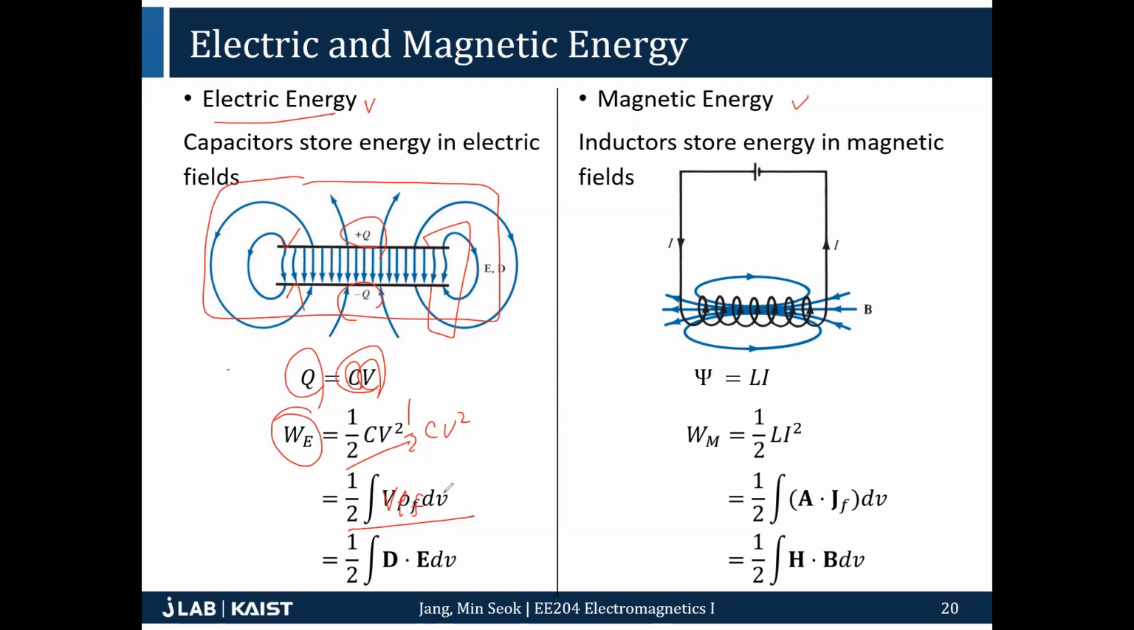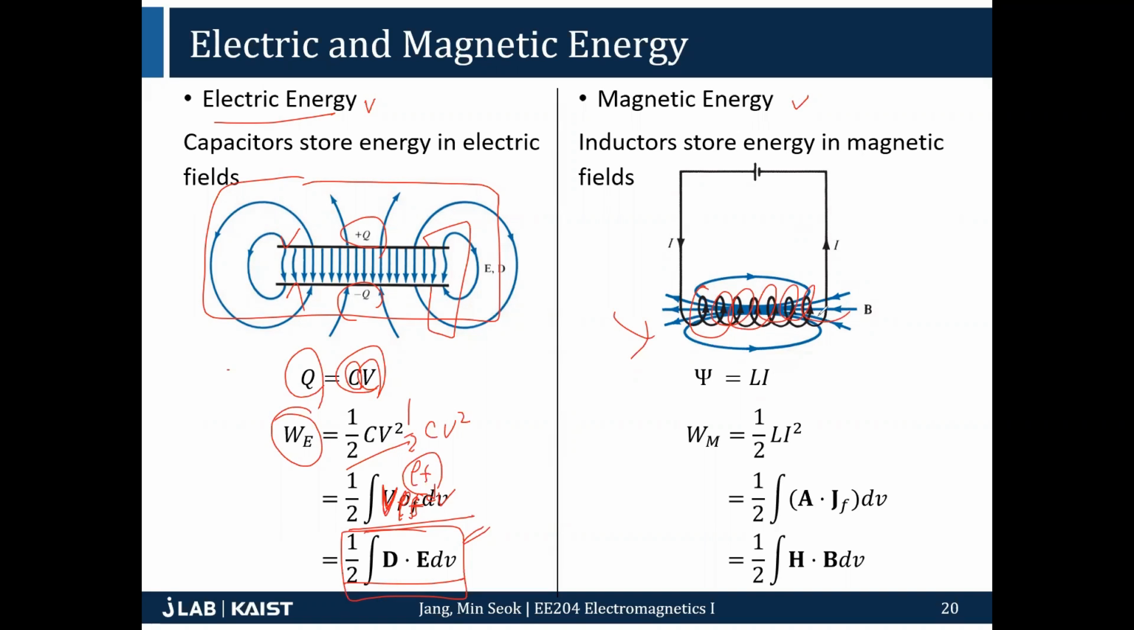So V times rho F dV is like a potential times charge distribution and dV. And here rho F, again, because we are dealing with free charges. And this is equal to 1/2 D dot E volume integral, right? This is just like electric energy density. And here, in the magnetic case, we have a solenoid, like a loop.